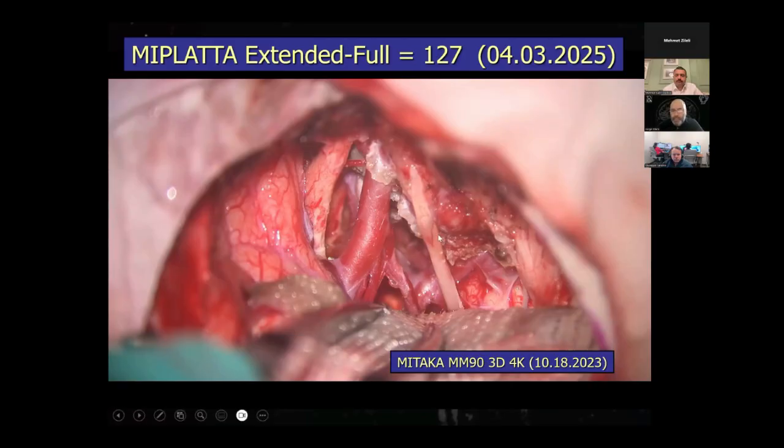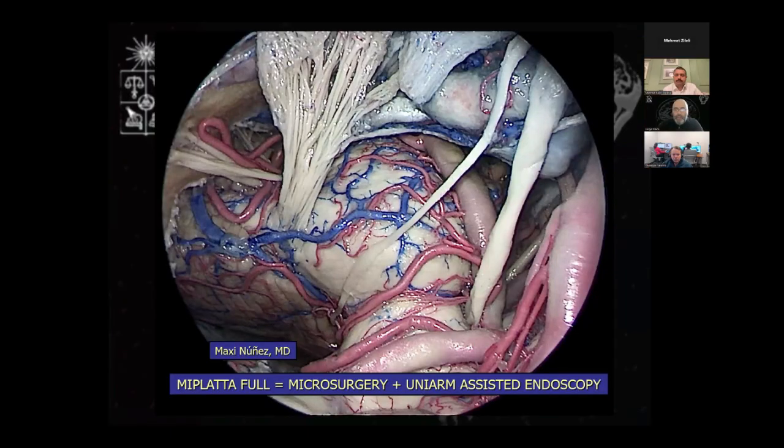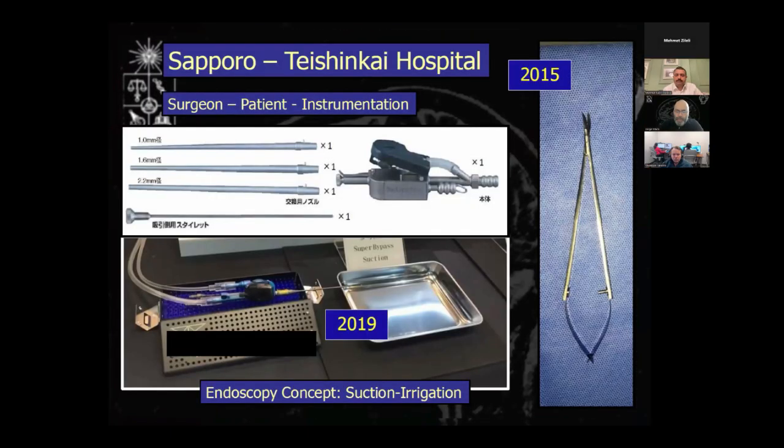The posterior wall of the carotid artery, the third nerve, the fourth nerve, which we transposed, is mobilized and put to the side of the fifth nerve. You can see the basilar, superior cerebellar, posterior cerebral artery, PCOM, anterior choroidal, superior hypophyseal artery, everything, all the anatomy, all preserved. That's all about it. And you can combine with endoscopy. You need proper instrumentation. We use Japanese instrumentation.